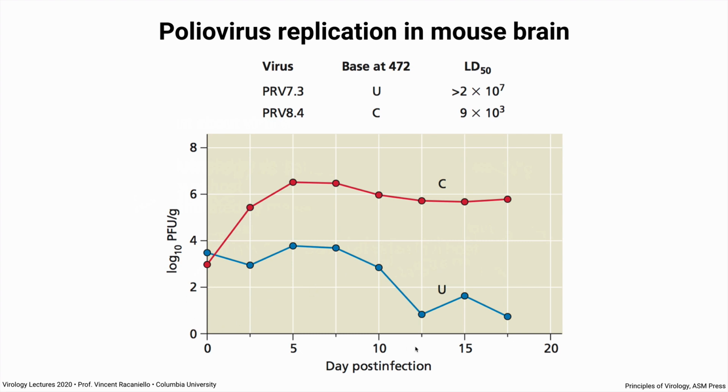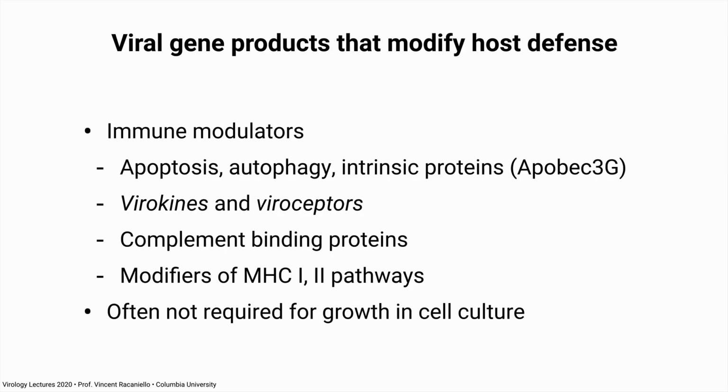Here's a time course days after infection, intracerebral inoculation of these 2 viruses into mice. And on the y-axis, we have plaque-forming units per gram of brain. And you can see the virus with a C, which is neurovirulent, replicates quite nicely and peaks at about 5 days post-inoculation, whereas the virus with a U doesn't replicate and is eventually cleared. So a single base change abolishes replication in the CNS and leads to attenuation of neurovirulence.